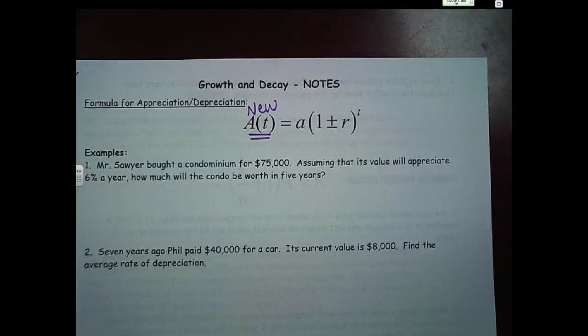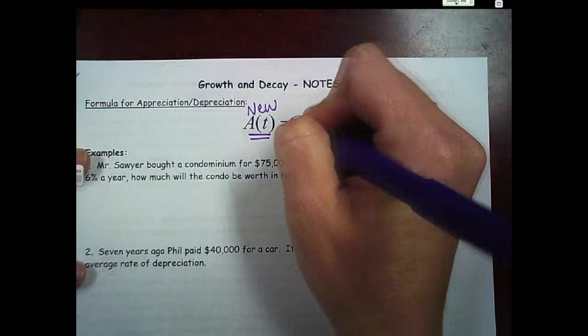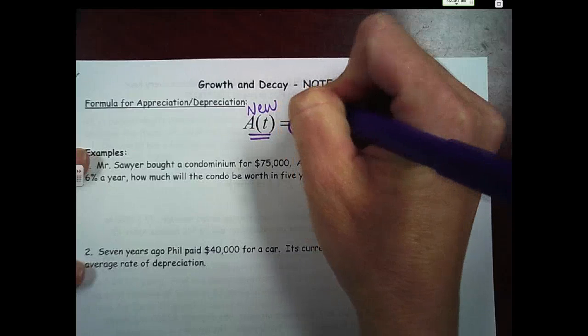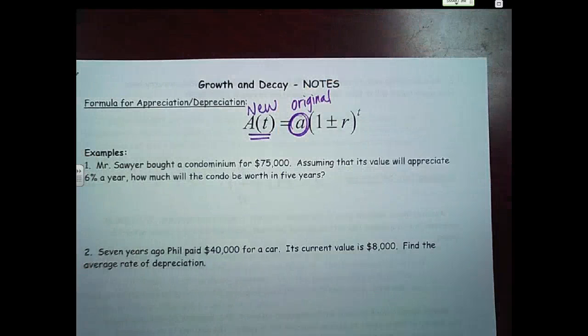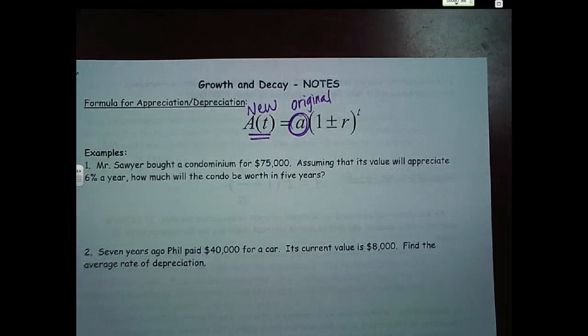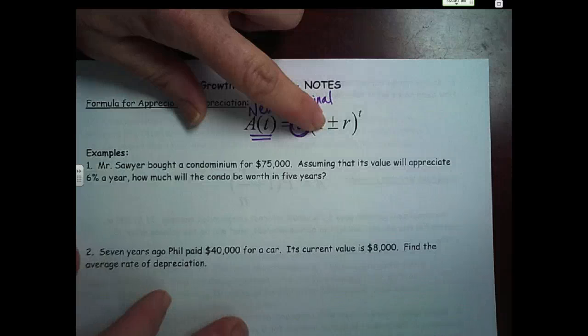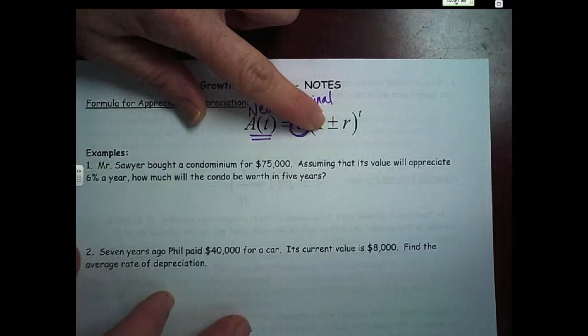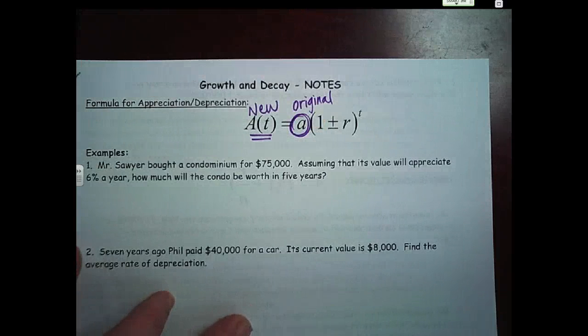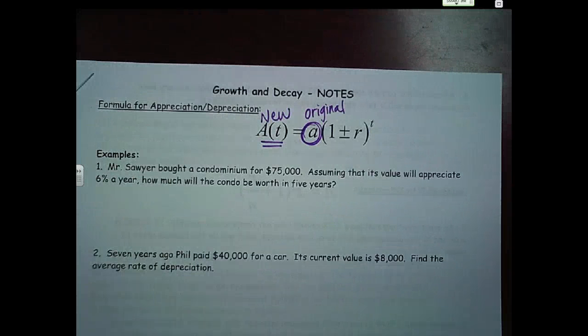Okay? The A on the other side, this one, is always the original amount. You know, I bought a car for $50,000. It's now only worth 30. What percent did it depreciate over 4 years? Something like that. The second answer is the original value, not its new, the original. Okay, and then you've got a 1. Why is there a plus and a minus? Because it appreciates. Yeah. If it depreciates, I need the minus. If it appreciates, I need the plus.